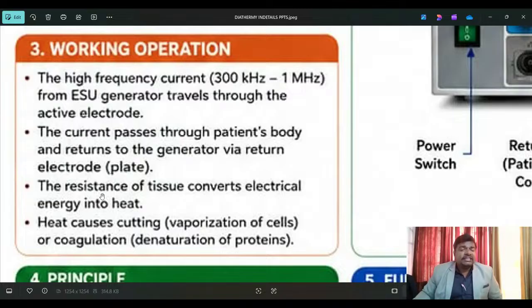Here, the resistance of the tissue converts electrical energy into heat energy, because only when the heat increases will it function. Heat causes cutting and vaporization of cells, or coagulation, denaturation of proteins. These are about our body and tissues. You know, our body is all tissue, and cells are different. These are the working operations.